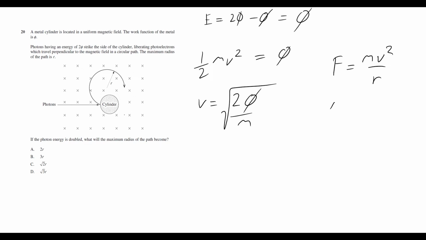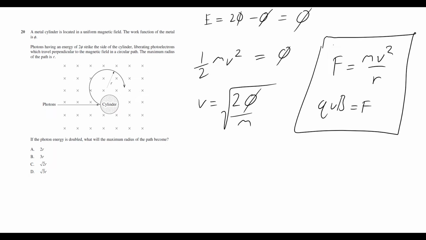The force on this is going to also be equal to qvb. And we could say qvb sine theta, but we know already that it's given that it's perpendicular, so we don't really need to worry about that too much. So we know that qvb is also equal to the force. And so now we have a couple of different equations here that both explore the force on this electron. So what we can do now is work these two out and solve for r.